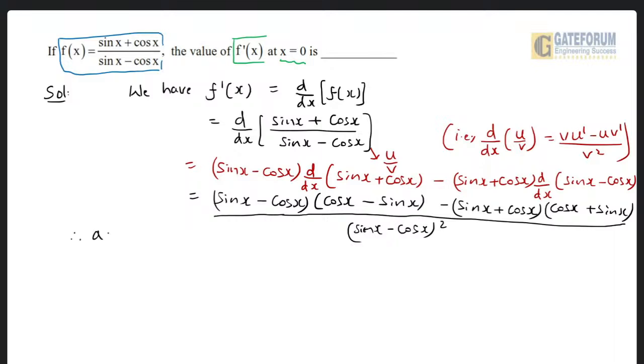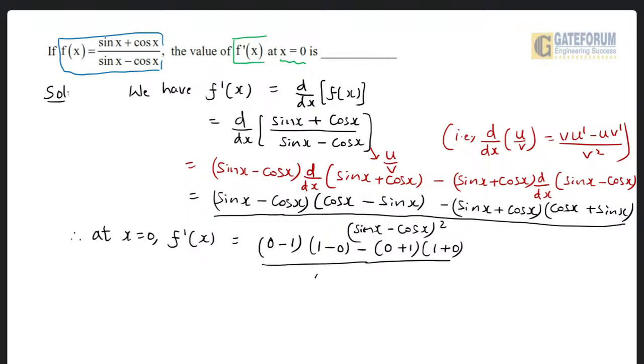Therefore, at x equal to 0, f dash x, substituting 0 in place of x on the right side: sin 0 is 0, cos 0 is 1. So 0 minus 1 into 1 minus 0, minus 0 plus 1 into 1 plus 0, whole divided by 0 minus 1 whole square. So this is minus 1 minus 1 divided by 1, which simplifies to minus 2.